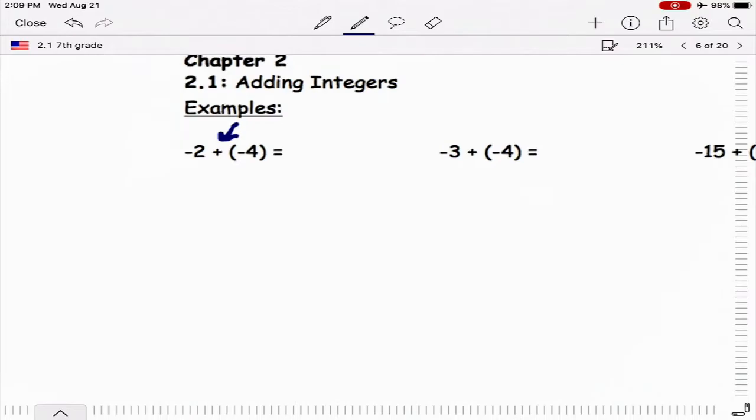2 plus 4 is 6. And then, of course, you keep the sign. Because both numbers are negative, it's going to be negative 6. Done.